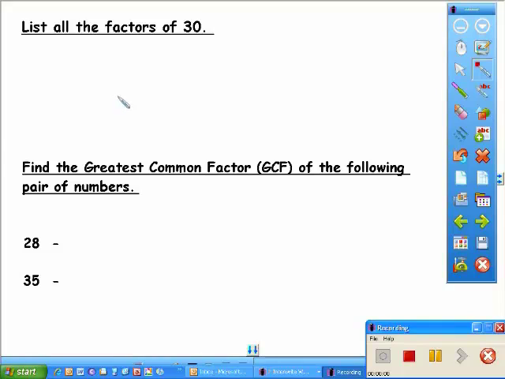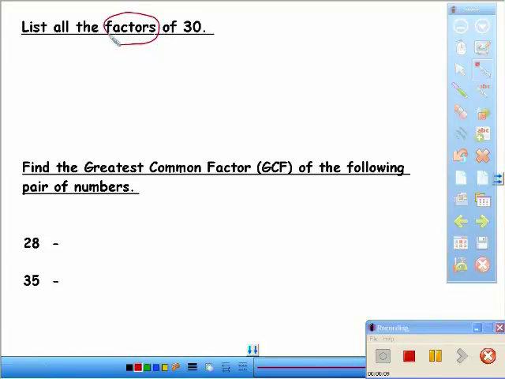Okay, in this part of our math review video, we're going to go over factors and greatest common factor. Remember, a factor, what does factor mean? Factor means the numbers that can divide evenly into a larger number. Or you might be more familiar with thinking, what numbers can I multiply together to get that other number? So in the case of 30, we're asking ourselves, what times what equals 30? What times what is 30?